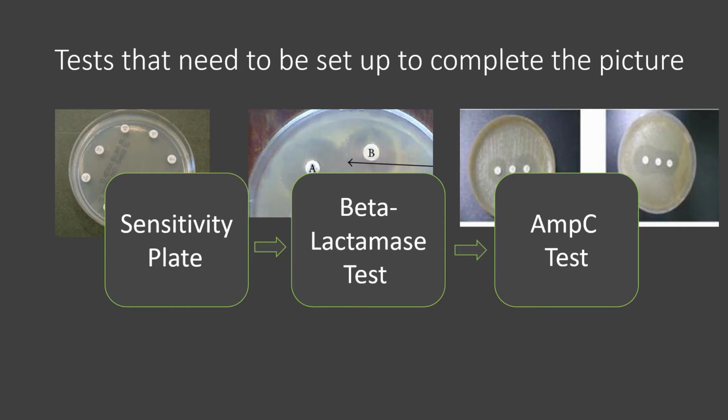This sensitivity plate will need to be done for both the pure culture of E. coli as well as the B. fragilis. Beta-lactamase as well as AMC plates will be set up in order to make sure that the right antibiotic is administered to the patient.